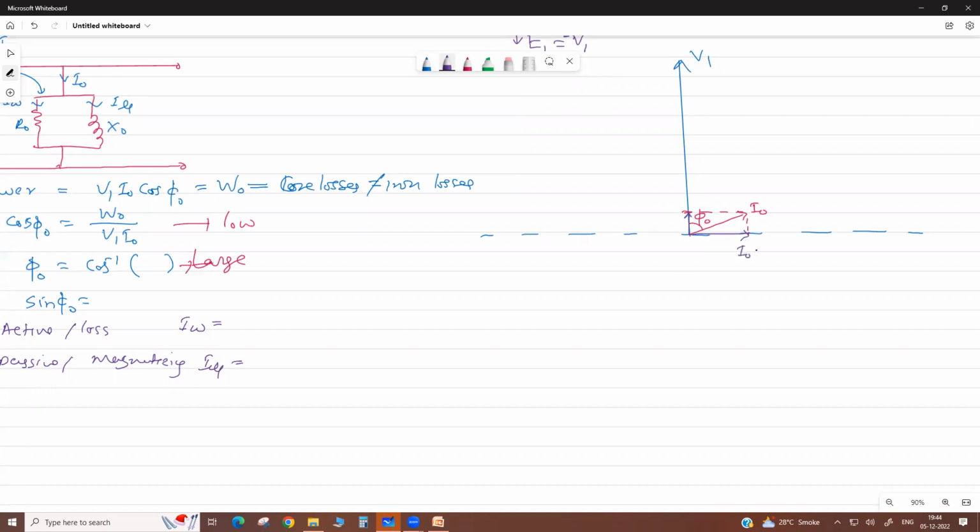It is I naught cos, sorry, this side is cos phi naught. Angle side, it is always cos: I naught cos phi naught. This is I naught sin phi naught. This is I mu, the magnetizing current. So these two components are I naught cos phi naught and I naught sin phi naught. Please, you can calculate these two components.